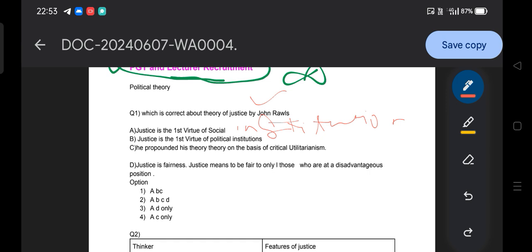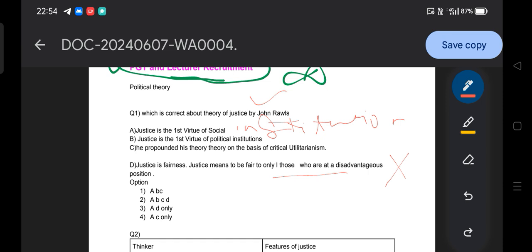They ask which is correct, and here you can eliminate option D. Option D is incorrect, because it mentions that justice means to be fair only to those who are in a disadvantaged position. No, not only. I already taught you that justice is fairness. That means fairness to those in a disadvantaged position and also to those in a well position. So justice is applicable to all. It is not only for the disadvantaged section of society. That is how justice as fairness works.